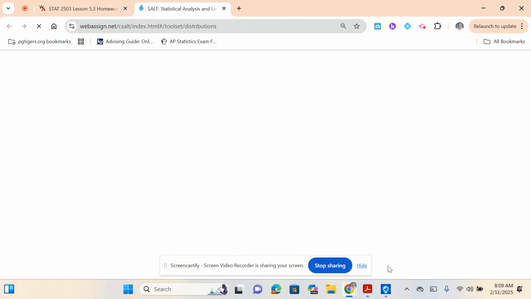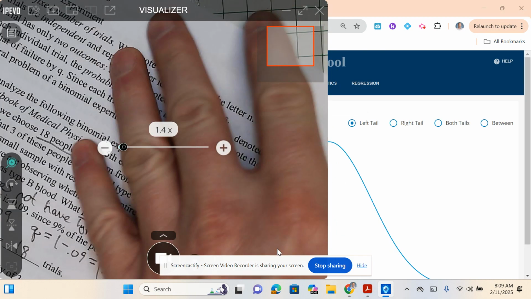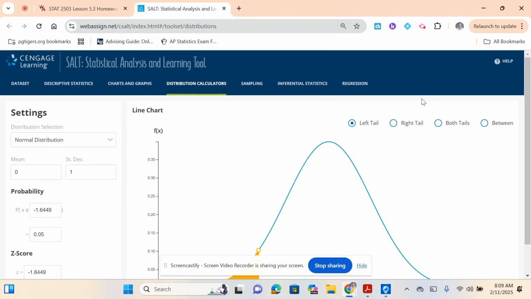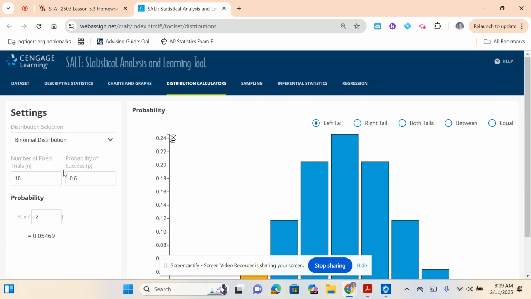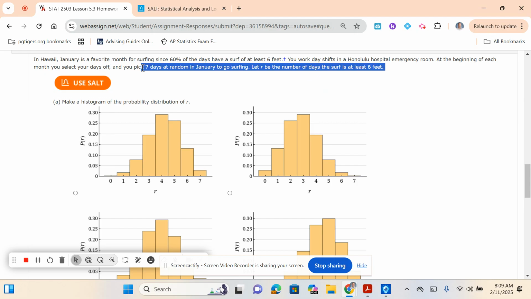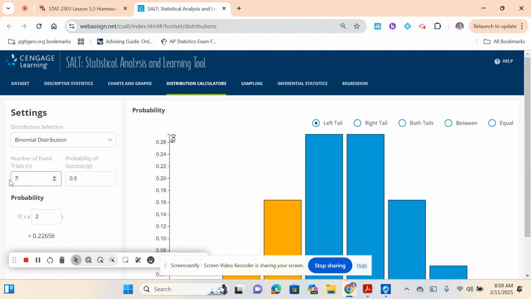Guess what? Salt will do this for you. Recall in our notes that we had to do the histogram by hand, but Salt will do this for you. So here's how you do it. You click on Salt, on distribution calculators, and you click the binomial distribution. Now, the number of trials represents the number of days that you go. You pick 7 days to go at random, so the number of trials is going to be 7.